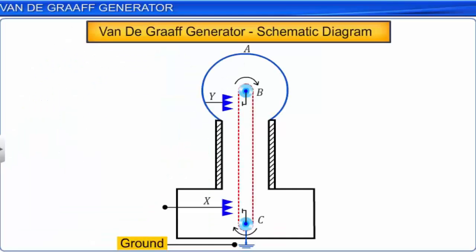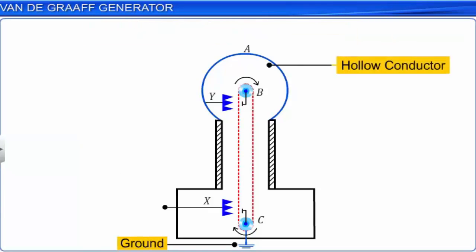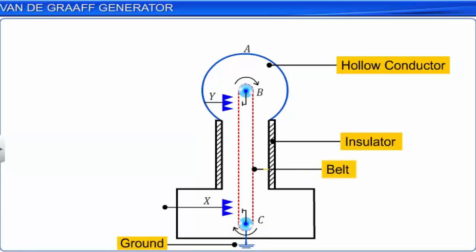The schematic diagram of the Van der Graaff generator is as shown. It consists of a hollow metallic conductor A, which is mounted on an insulating column. A pulley B is mounted at the center of the sphere A. Another pulley C is mounted near the base of the conductor. And C can be continuously driven by an electric motor, or by hand in case of the device being used for demonstration. A belt of insulating material such as silk or rubber passes over the pulleys.